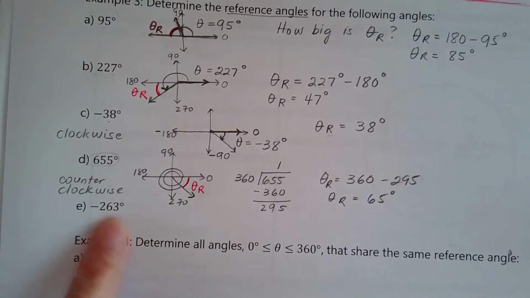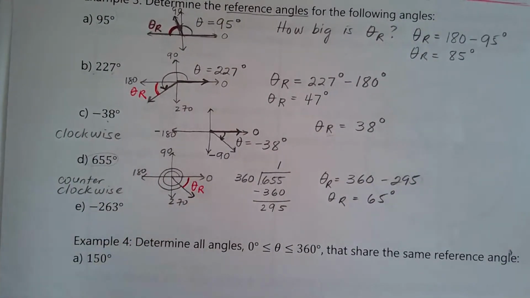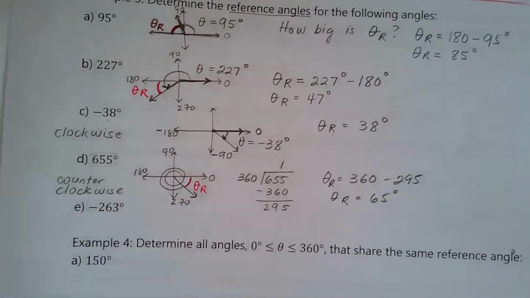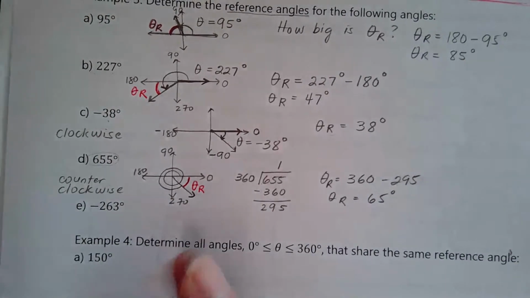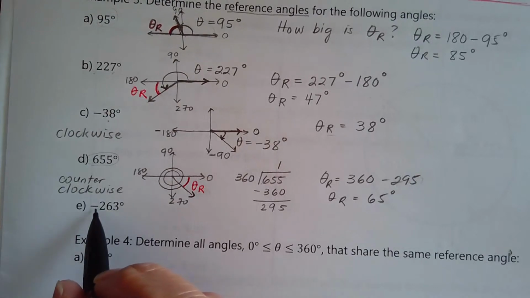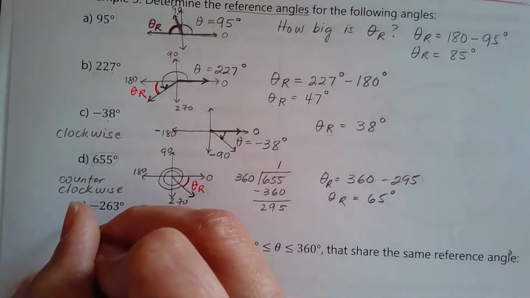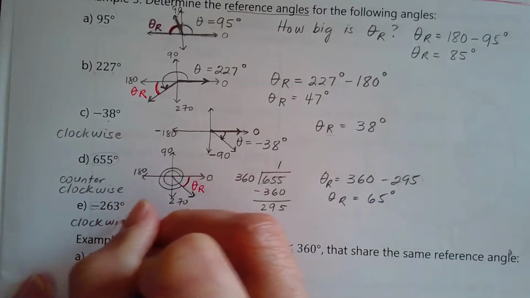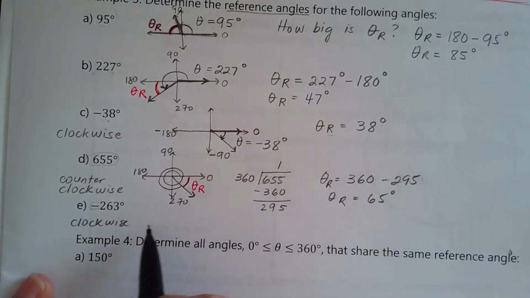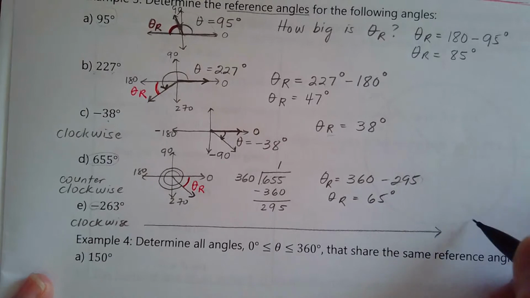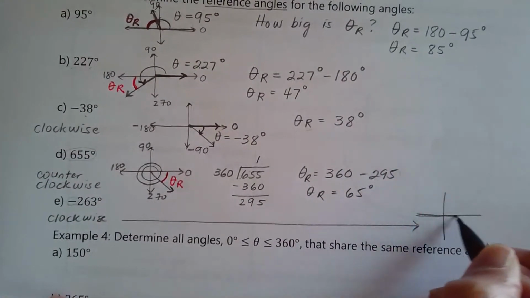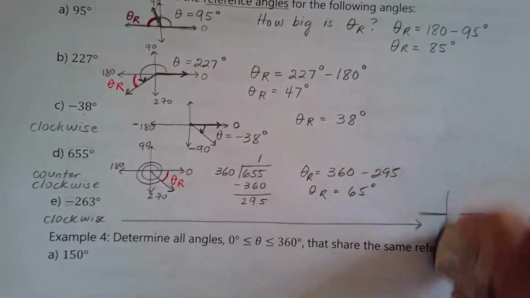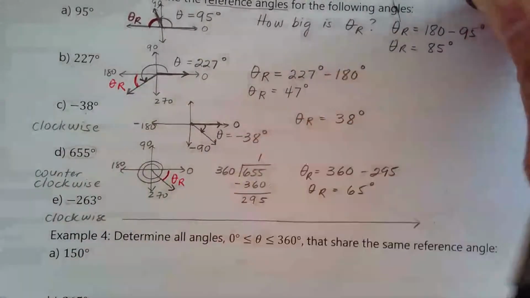Okay, last one. This one's really tiny. I can't see that one, too small. Because it's a negative angle, we're going to go clockwise. Turn clockwise. I'll just go this way so we can see it better. I know some of you are watching on your phone.